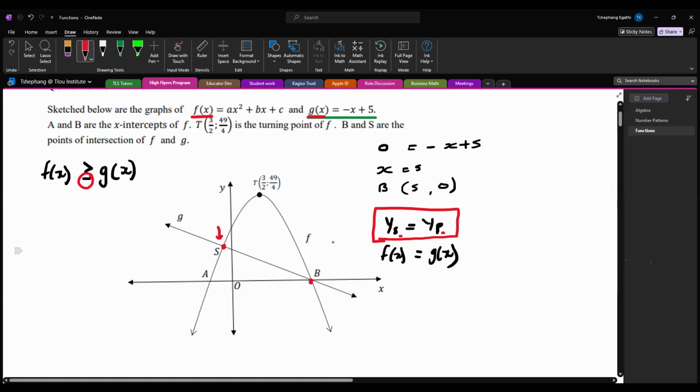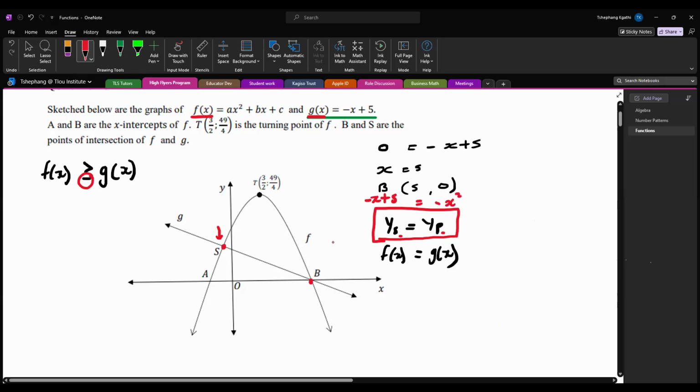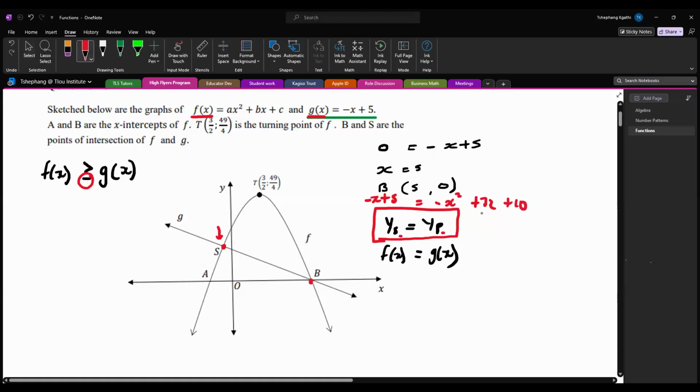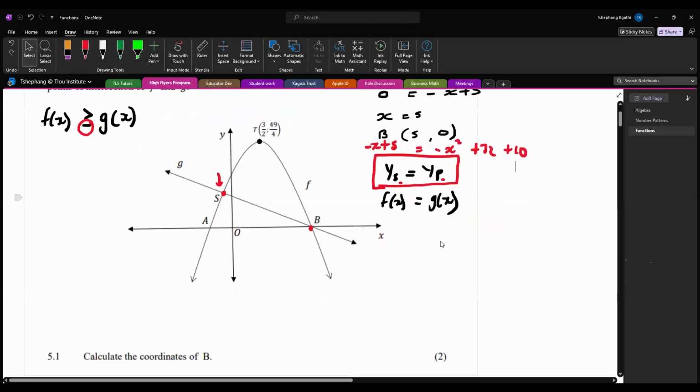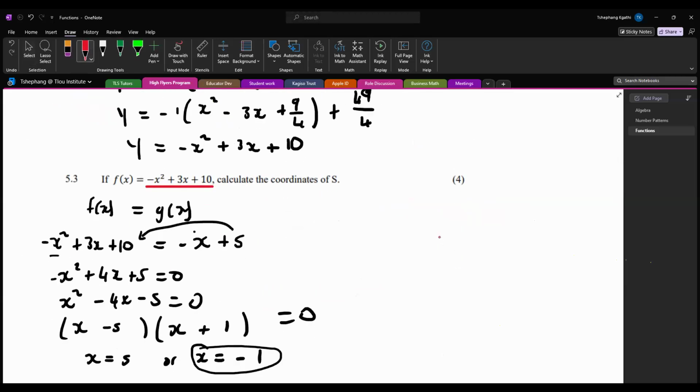Because what is the y value of the straight line? How do we find it? We'll simply say minus x plus 5. Then what is the y value of the parabola, right? The general one. That will simply be the graph that they gave us, which was minus x squared plus 3x, and what else? Plus 10. So we can equate those two in order for us to find what the x value is. And that's exactly what I did. So I simply said f of x is equal to g of x, then I equated them.